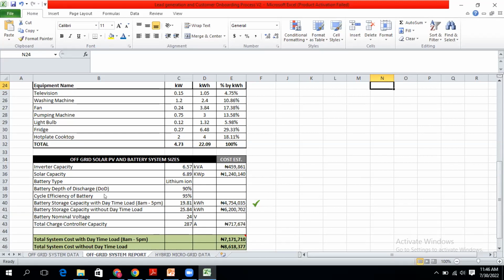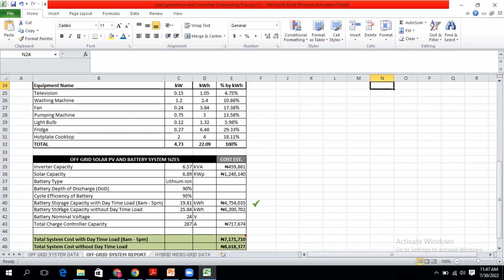Now, there is something we call the cycle efficiency of the battery. If you charge the battery fully and discharge it, you will not get 100% of the energy that you gave into it. By way of charging and discharging, there are losses. So we assume that 5% of the energy will be lost, so the cycle efficiency is assumed to be 95%.